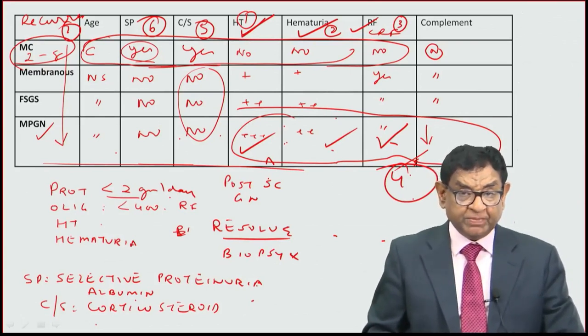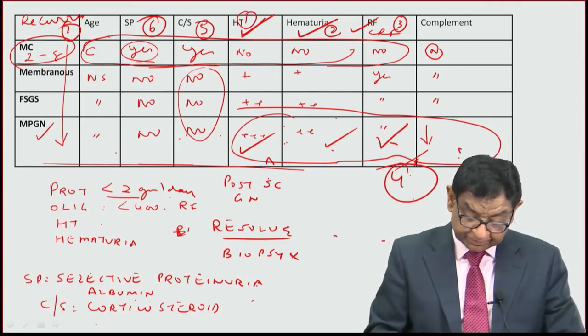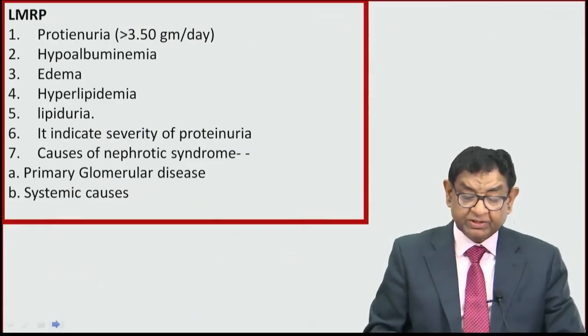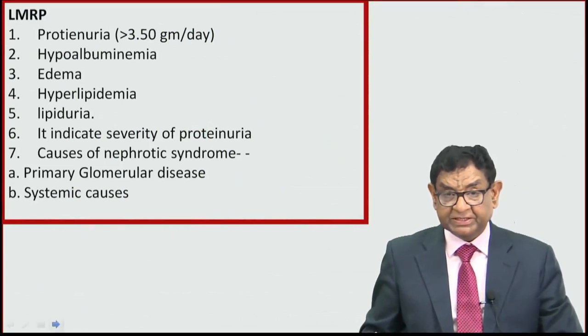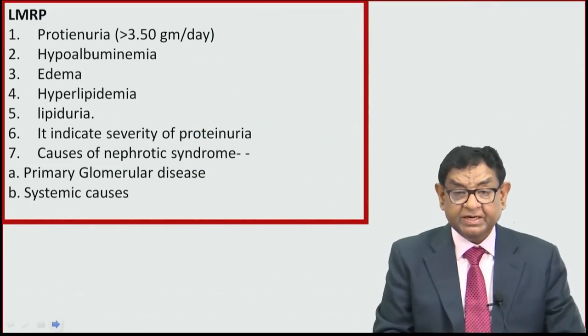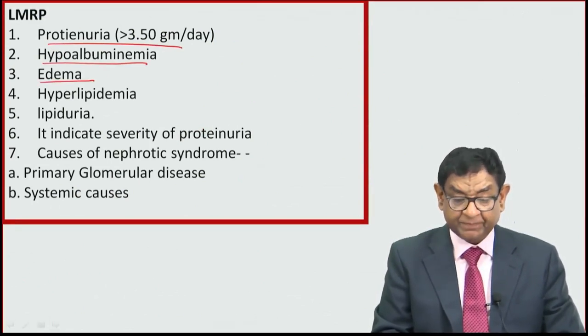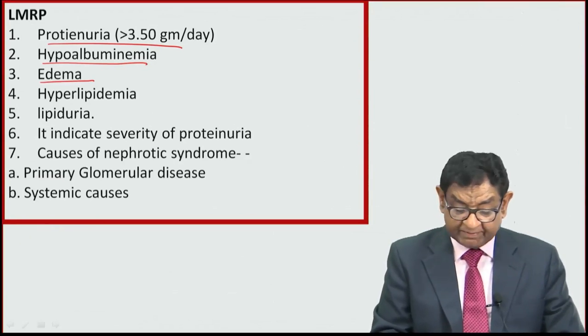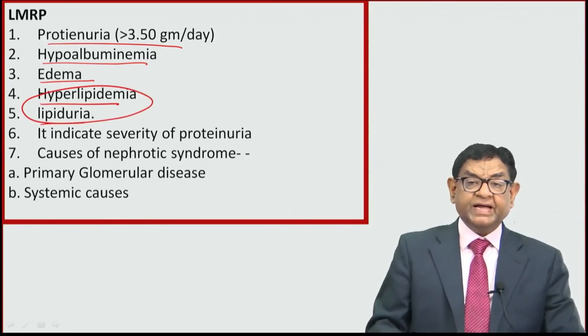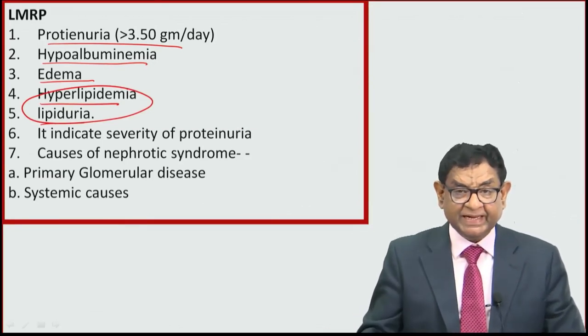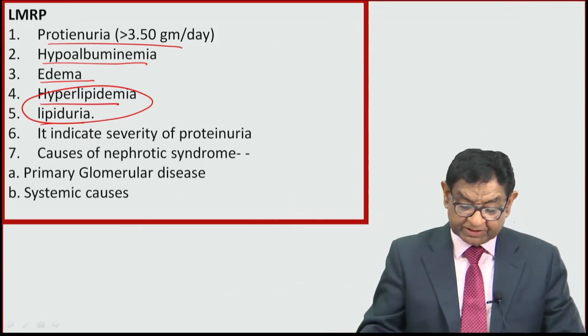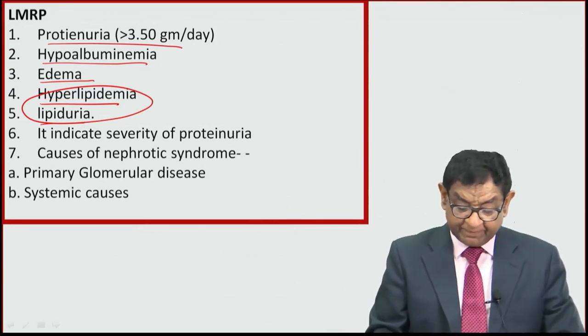So I hope you are much wiser about the basic pathology of nephrotic syndrome. With this background, let's have a quick recap of what we learned in this lecture. In nephrotic syndrome, you get proteinuria more than 3.5 gram per day, hypoalbuminemia, and edema or generalized anasarca can be there. Hyperlipidemia and lipiduria, why and how these happen, you will see in my next lecture, part 2 of nephrotic syndrome. Then I'll explain everything.